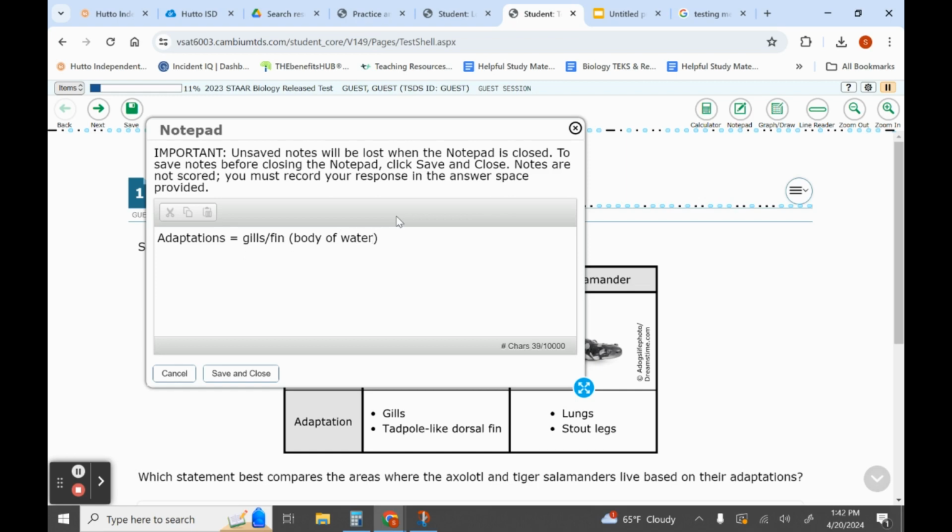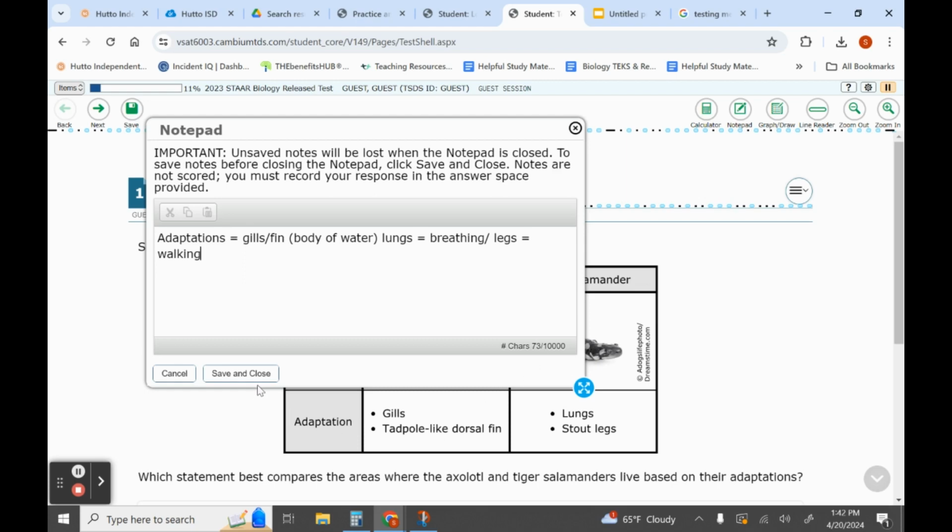And then the second adaptation for the tiger salamander says lungs. Well, who has lungs? Who else has lungs? What other type of animals? Oh, humans. We have lungs. Lungs are for breathing. And then stout legs. Legs are for walking. So I'm going to just make those notes to myself.